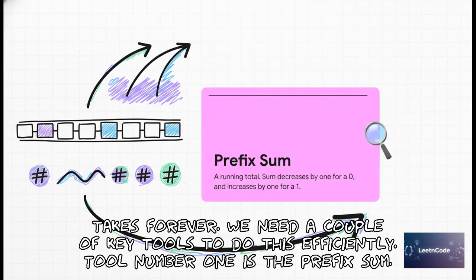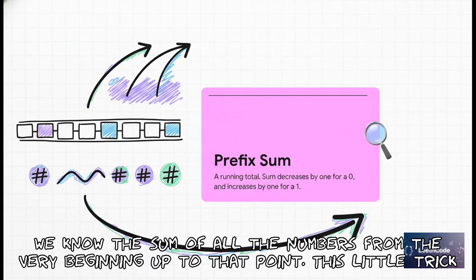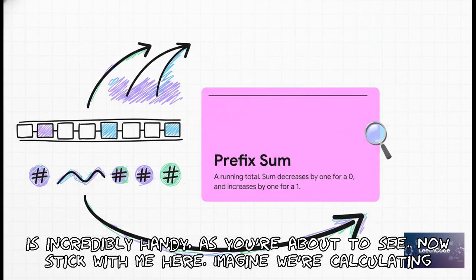Tool number 1 is the prefix sum. It's exactly what it sounds like. As we walk through the array, we keep a running total. So at any spot, we know the sum of all the numbers from the very beginning up to that point. This little trick is incredibly handy, as you're about to see.